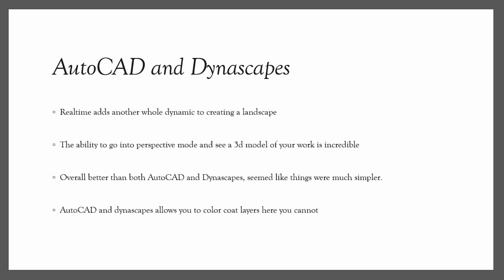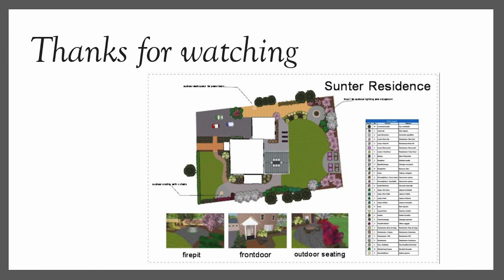I would say that Real-Time Landscape is miles ahead of AutoCAD and Dynoscapes. Not only does it provide more content, but it's easier to access everything that it does provide. And also perspective mode is what really sets this apart from the other two. Just being able to see the 3D model is incredible. I would say overall it's just better than both AutoCAD and Dynoscapes, and it seems like things are just much simpler. One thing is that AutoCAD and Dynoscapes allowed you to color code layers. You can't do that here.